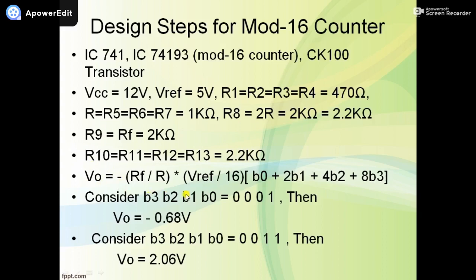The same equation you have to use that we used in the toggle switch. Here also you get the same output voltage. As the digital input signal increases, the analog output also increases.